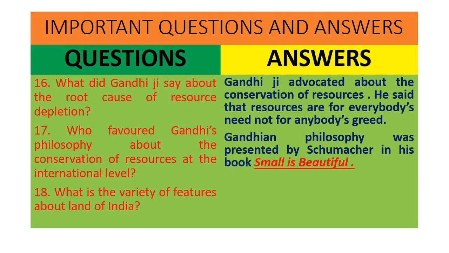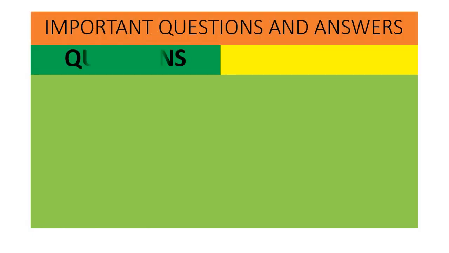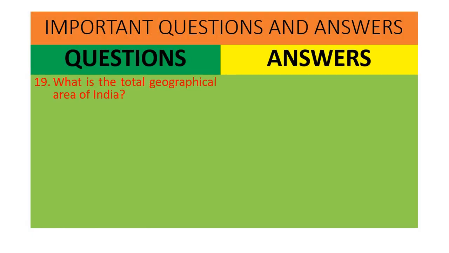Next is what is the variety of features about land of India? The answer is the land of India has 43% of plain land, 30% of land is covered by mountains, 27% of land is covered by plateau. Next is what is the total geographical area of India? The answer is the total geographical area of India is 3.28 million square kilometers.